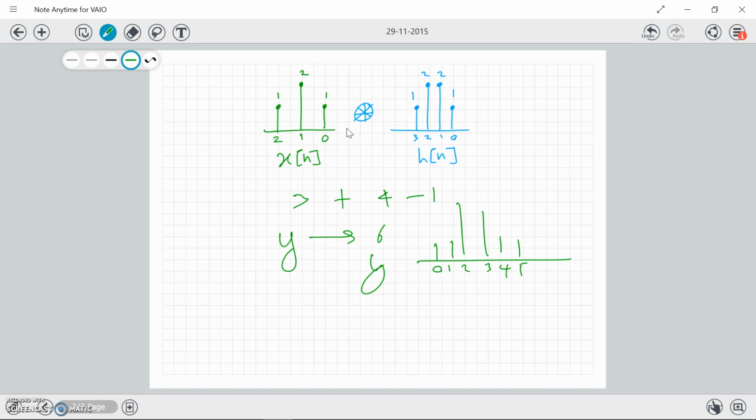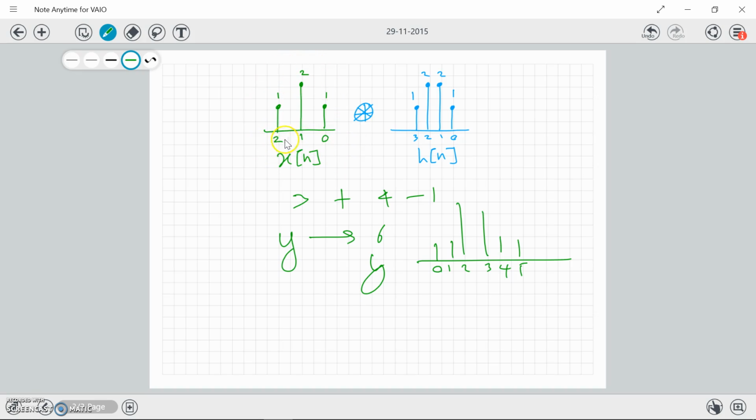FIR is a convolution process in the time domain and multiplication in the frequency domain. You can do the FFT of this impulse response and multiply it with the FFT of the incoming input signal.